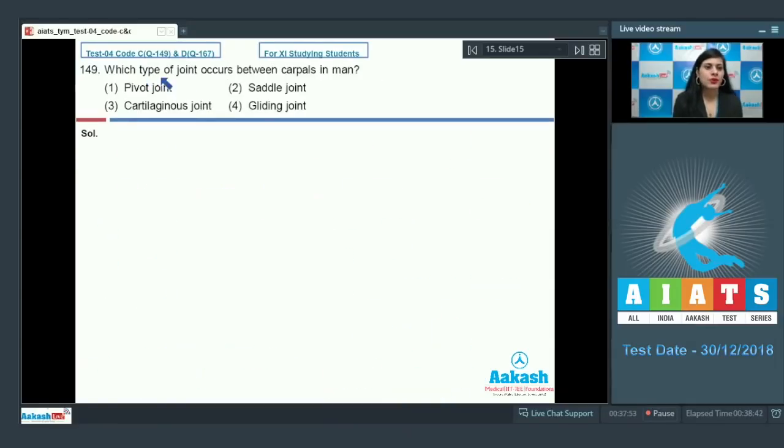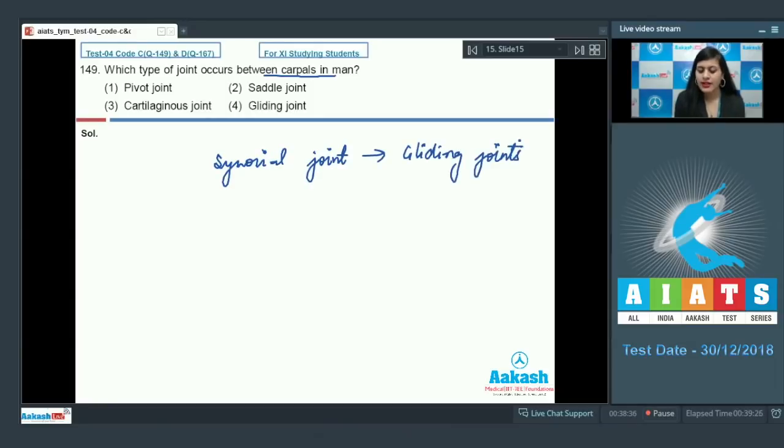Question number 149. Which type of joint occurs between carpals in man? And the type of joint which is present between carpals in man are synovial joints, and that which occur between carpocarpals and tarsotarsals are gliding joints, in which the two articulating bones just glide over each other or slide over each other, and they are present in carpocarpals as well as tarsotarsal joints. So the correct answer to this question is option number 4, that is gliding joints. Let's discuss other options also.